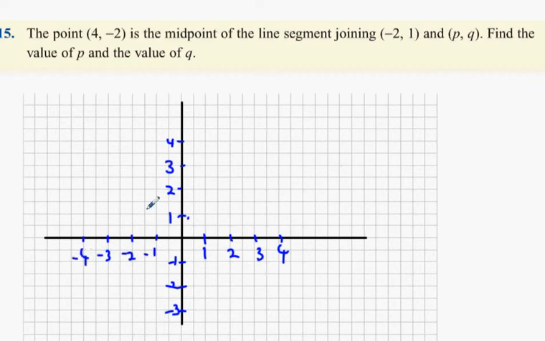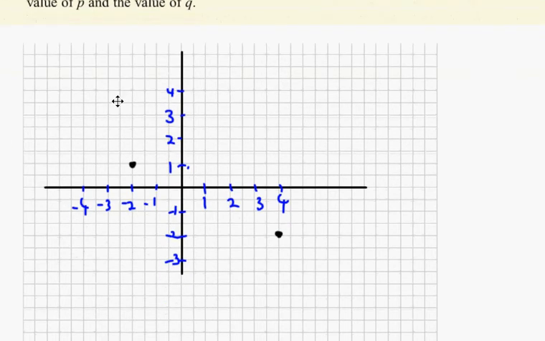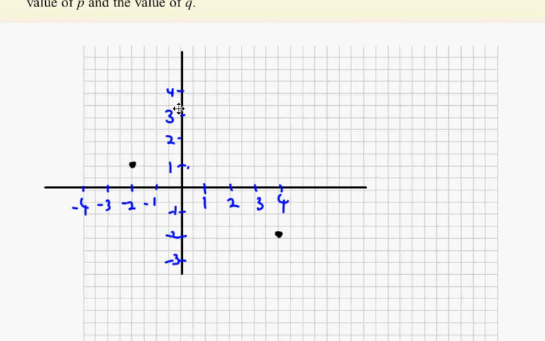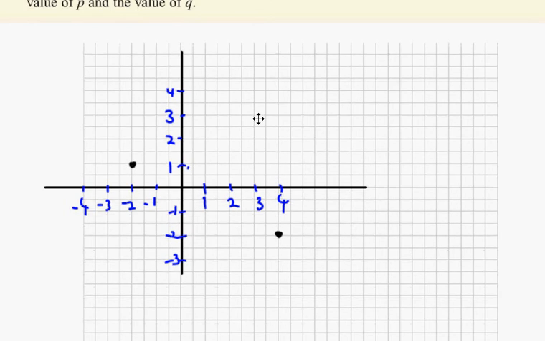Now, what happens next, guys, is we have minus 2 and 1, yeah? So minus 2 and 1 is 2 to the left and 1 in the air, yeah? And then we're told that (4, -2) is the midpoint. So 4 across and minus 2 down. Now, as it turns out, lucky for me, I can do this. But as it turns out, the midpoint, okay? So I'll have to do it like this.